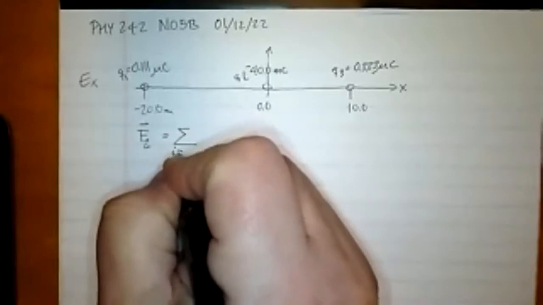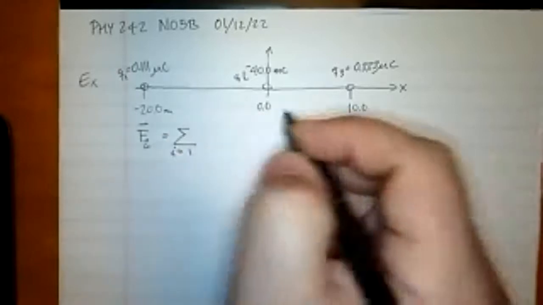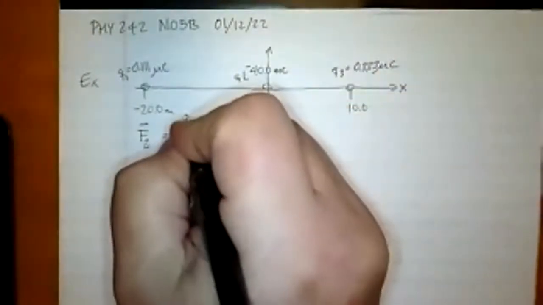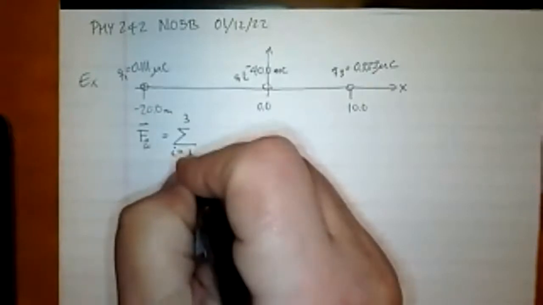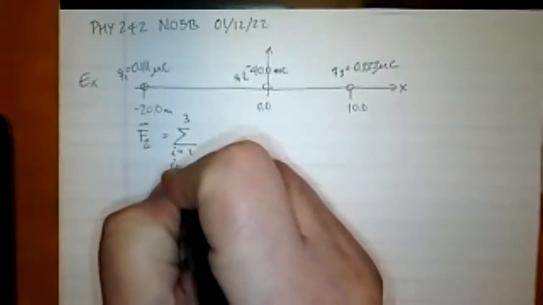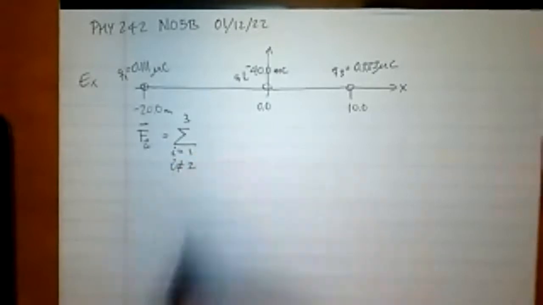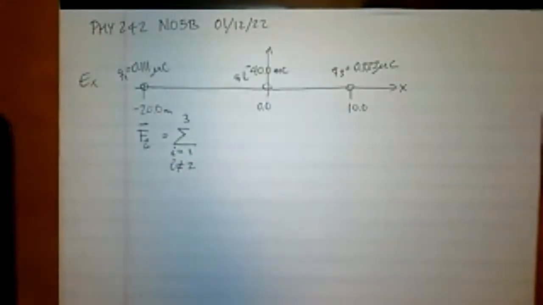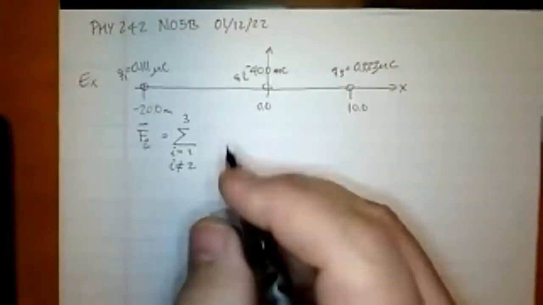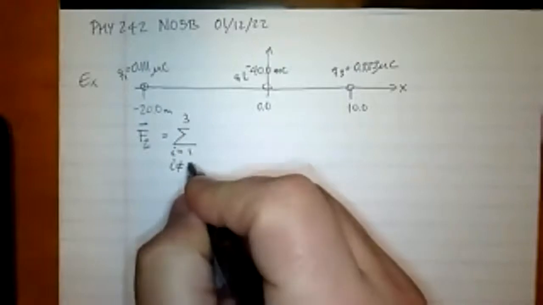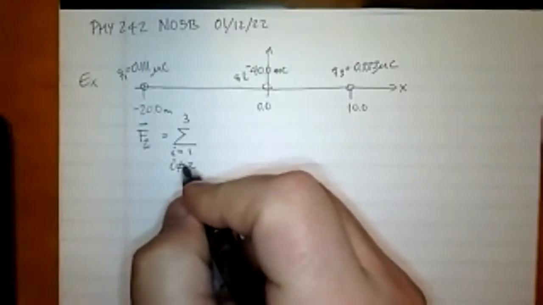You say from i equals 1 to n number of charges. In this case, n equals 3. So i goes from 1 to 3, but you also can't count something applying a force to itself, so I wouldn't want 2 in there. That's the fancy way of writing it with a summation, when in general it would just be i equals 1 to n, and you exclude one of them, say m or something like that.